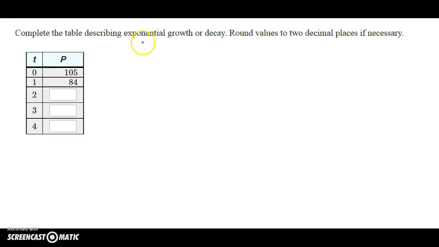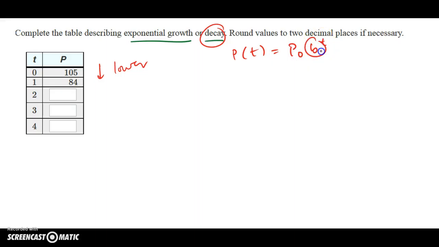Complete the table describing exponential growth or decay. And in this case, since these numbers are going lower as I go from one to the next, it must be a decay that I'm dealing with. So if I want to find the decay factor, P naught b to the t, if I want to find this b, I know that b is going to be less than 1 because this is a decay and the terms keep getting smaller. So how do I find that?